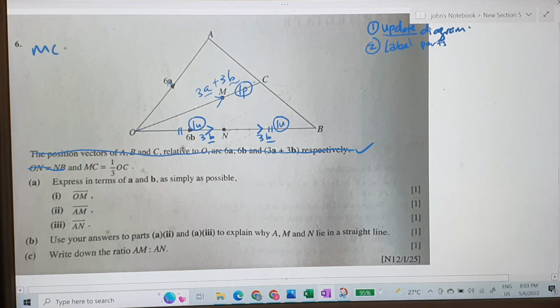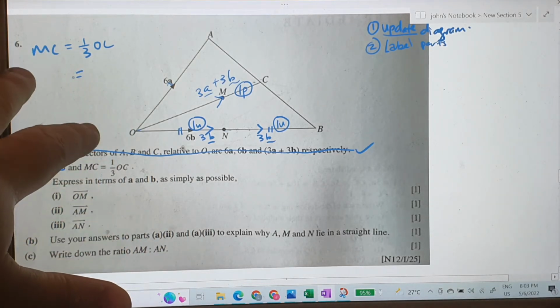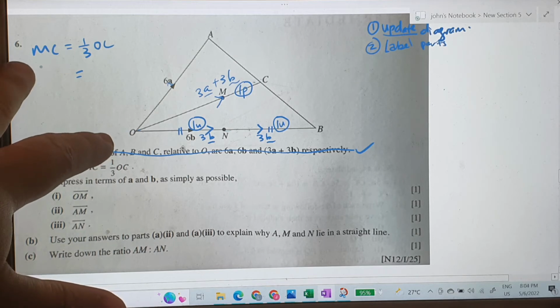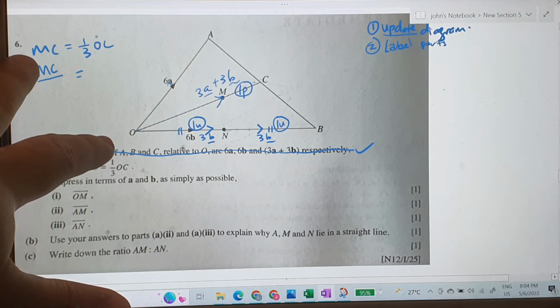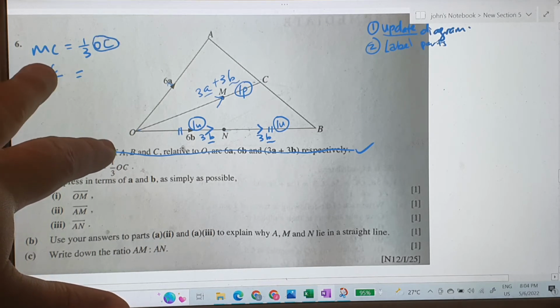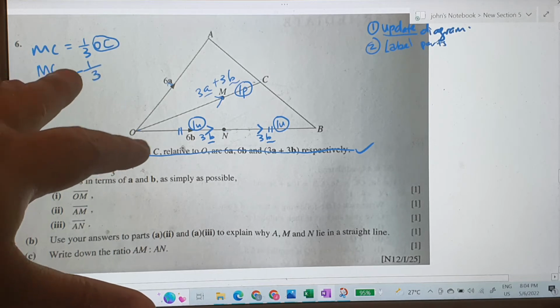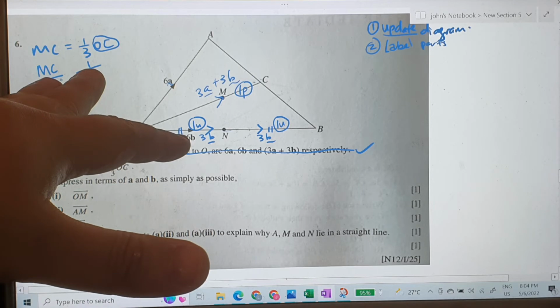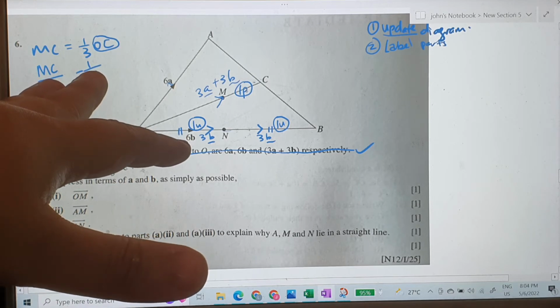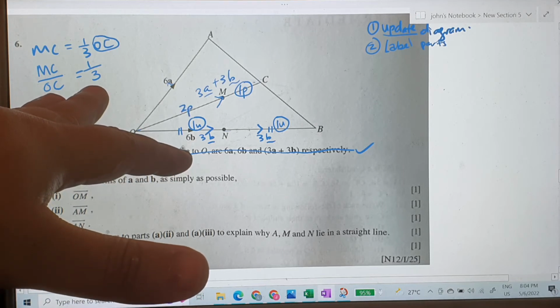When they say MC equals to 1/3 OC, many students don't know how to interpret this. So let me teach you how to write it in a very easy to understand way. You write all the unknown on one side as a fraction. MC is here, OC is here. You divide both sides by OC, you will get this. What is the good thing about writing it in this way? It tells me that MC is one part, and OC is 3 parts. That means this must be 2 parts.